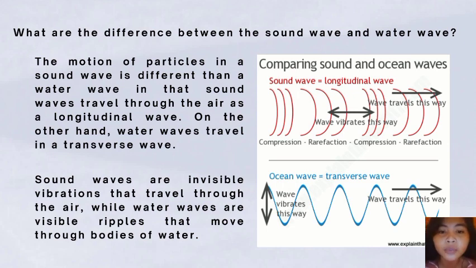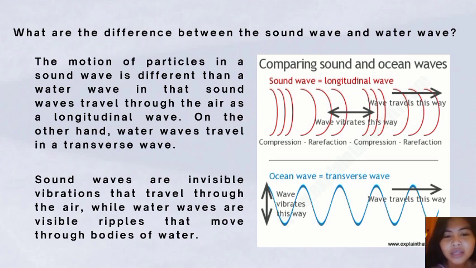On the other hand, with water waves, even though it is considered as both a transverse and a longitudinal wave, water waves are known as surface waves. If we talk about the surface, then the particles of the wave have the tendency to move up and down. Moving up and down means it is a transverse wave.